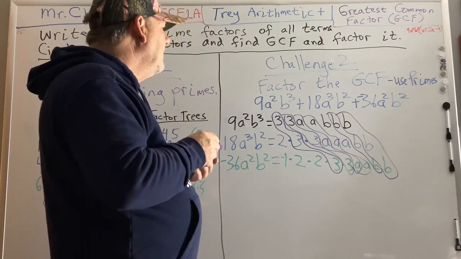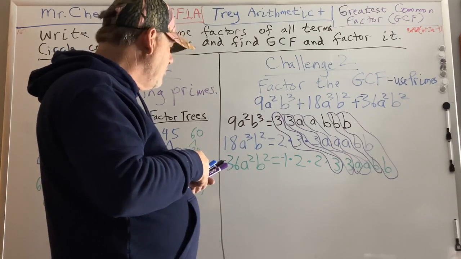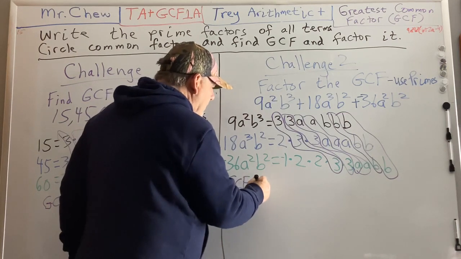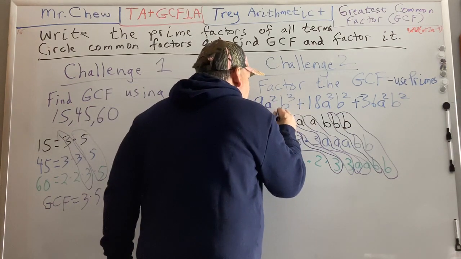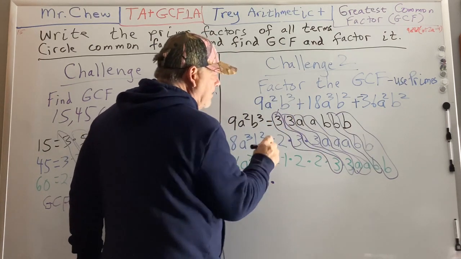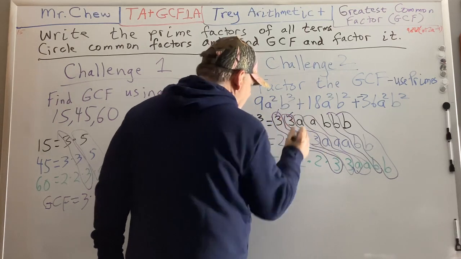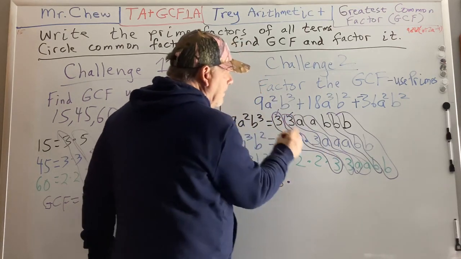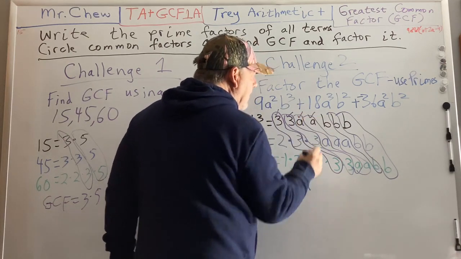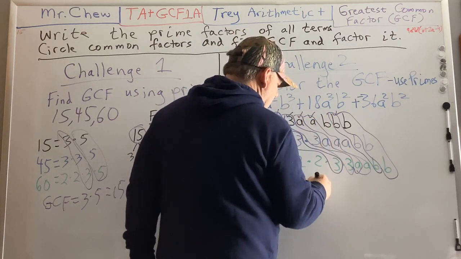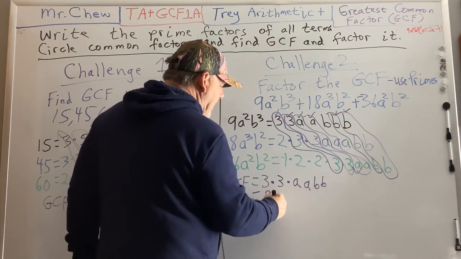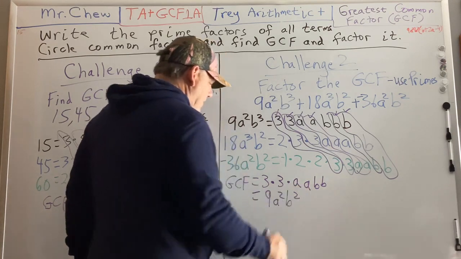All right. Now I'm going to find the GCF. I'm going to put a little check mark here because I'm using that 3. I want to make sure I use everything that's circled. There's a 3 that's circled, a little check mark. This A, this A, this B, and this B. So the GCF is 9A squared B squared.